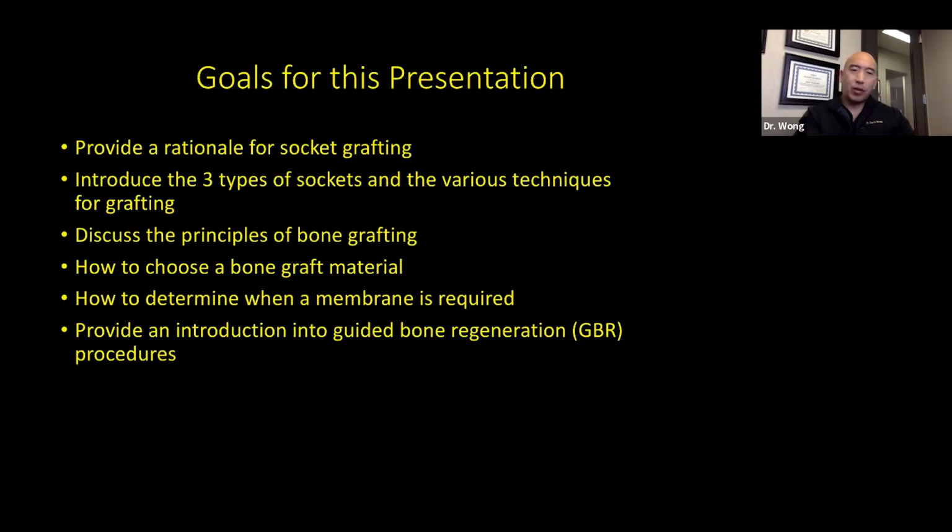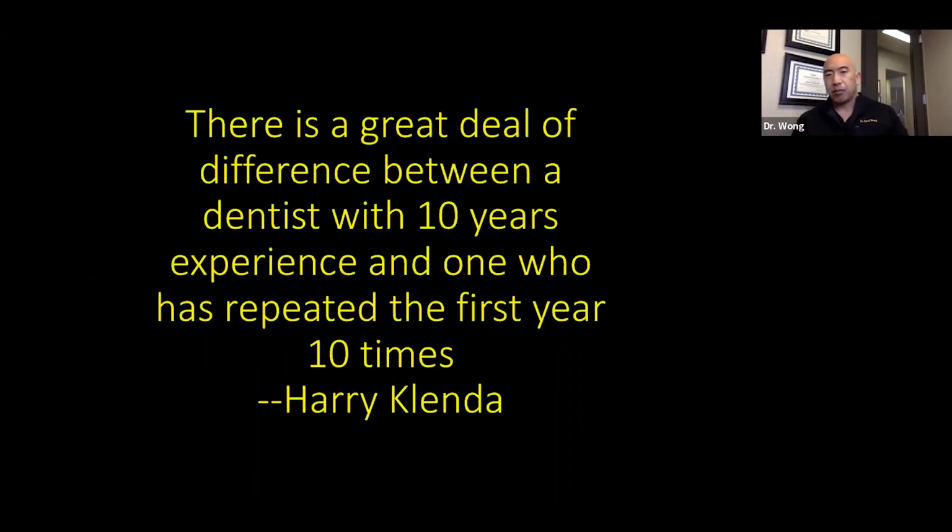I want to talk to you about the 3 different types of sockets and how we treat them differently. It's going to go from very, very easy to a little bit more complex. You guys are going to leave this hour knowing the principles of bone grafting. There's 4 basic principles. We're going to talk about how to choose a bone graft material, and how to determine when you need a membrane and when you need primary closure over that membrane.